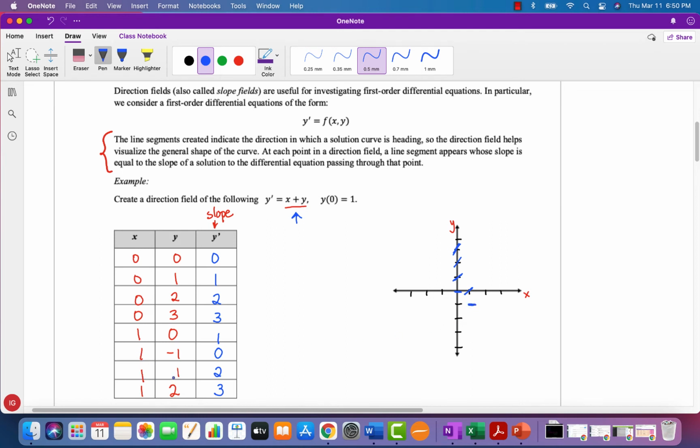At (1, 1), I get a slope of 2. Notice it's parallel to this one. And then we have the last one, (1, 2), where the slope is 3.